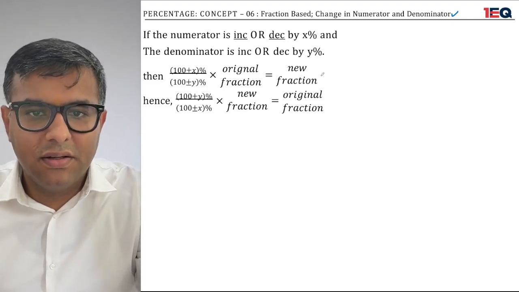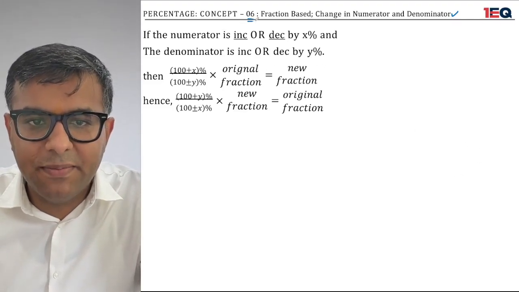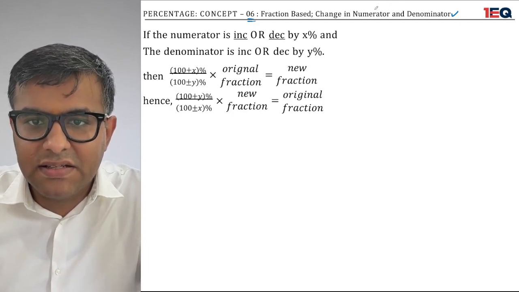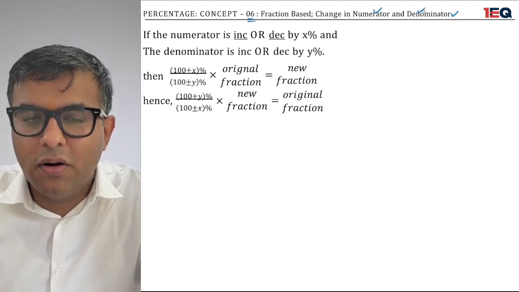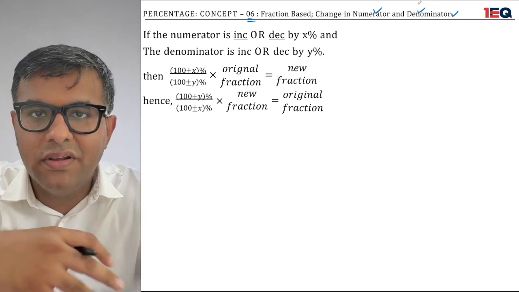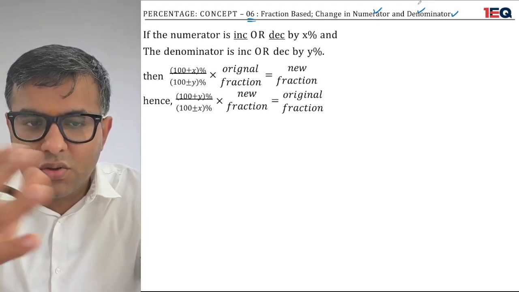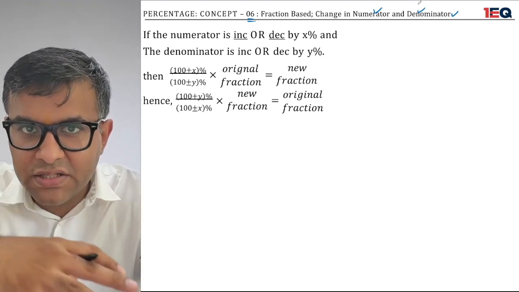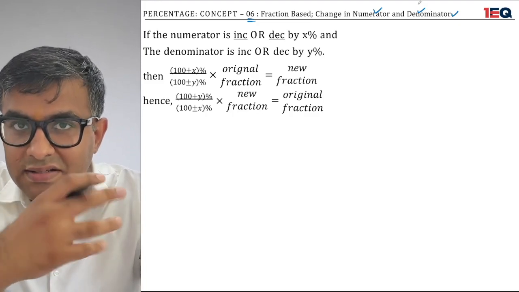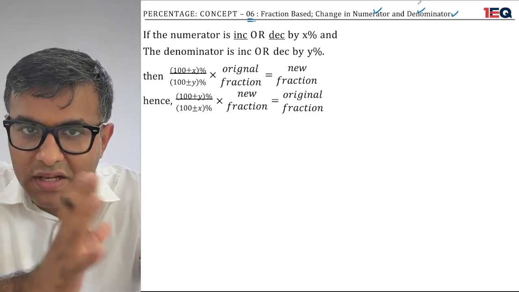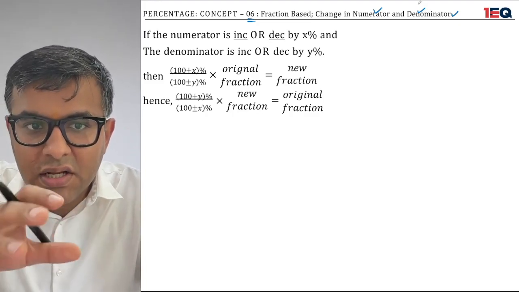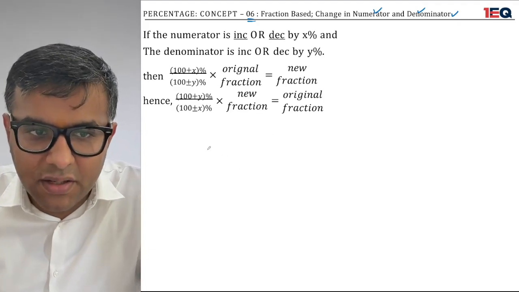Hi. The concept 6 that we have here is pretty basic. It says if there is a change in the numerator or the denominator, then how would the new fraction turn out to be? So if I need to find out what the new fraction is, and there is some operation which needs to be done on the left hand side on the original fraction, there is a small formula that is given over here.